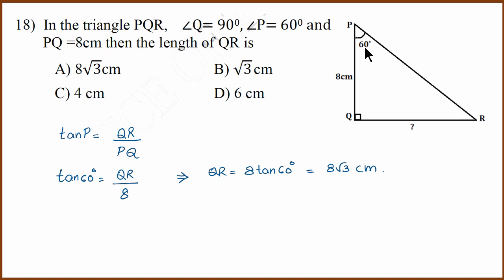tan 60 degree is QR by PQ. ಯಾಕೆ? Opposite by adjacent. So ಅದನ್ನು ಬರ್ಕೊಂಡಿದ್ದೀನಿ ಇಲ್ಲಿ. QR by 8 equals tan 60, which means QR equals 8 tan 60. Tan 60 is √3. Therefore, this will be 8 √3. So the correct answer is A.